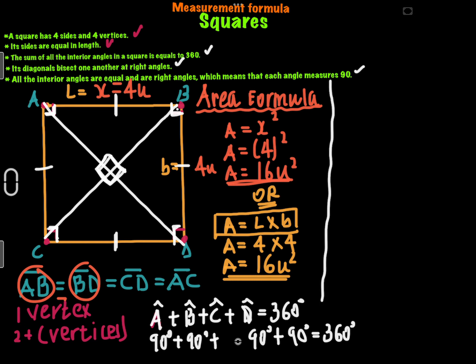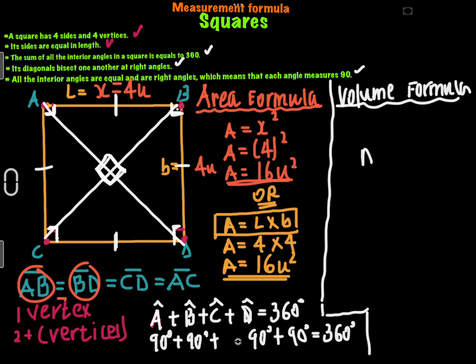Now, with regards to the volume formula, since squares are 2D flat geometric shapes, they are not prismatic in nature, we say that the concept of volume is not applicable when it comes to calculating volume of 2D shapes.